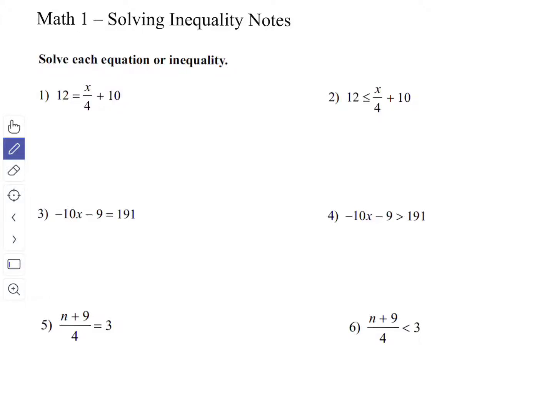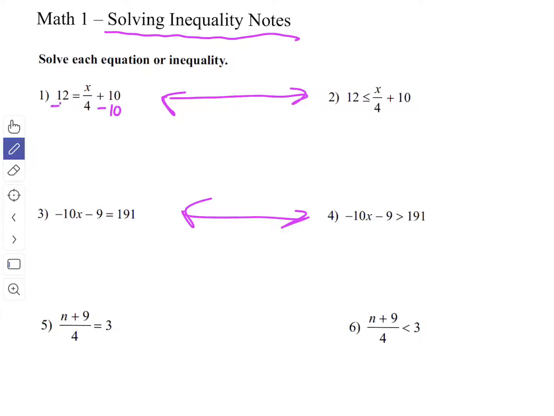All right, guys, so we're taking a look at some solving inequalities notes, some stuff we did in class. Notice we've got a similar looking situation across each number. For number 1, if we were to solve this, we'd start by subtracting 10. 12 minus 10 would give us 2. 2 equals x over 4. We'd multiply by 4 on both sides, giving us 8 equals, those would become 1. We get 8 equals x.